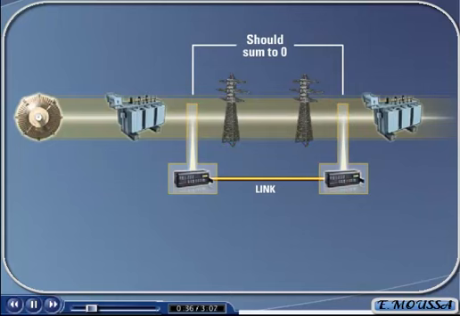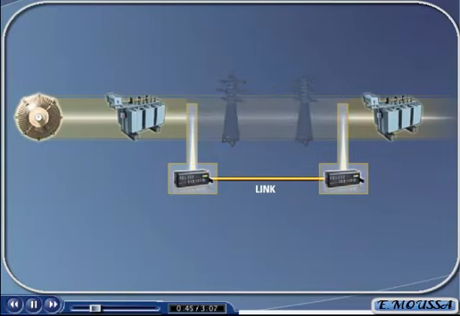Theoretically, the sum of the two currents should be zero. If there is a difference beyond a reasonable amount, there is a fault on the line, and so both relays trip their respective breakers, isolating the line.